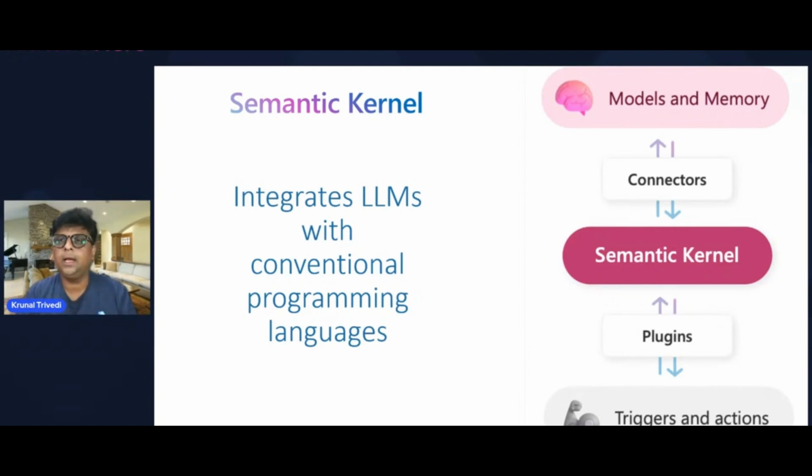So for example, you want to summarize the given content. So you have a plugin available. You want to generate today's date and time. You have the plugin available. You want to make an HTTP call. You have the plugin available. So we have built-in plugins available. We can create custom plugins too with the help of semantic kernel SDK.